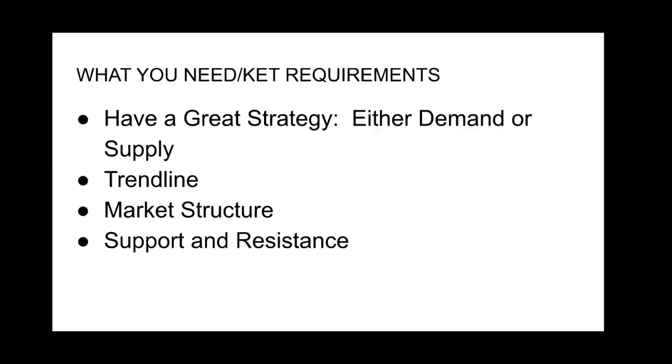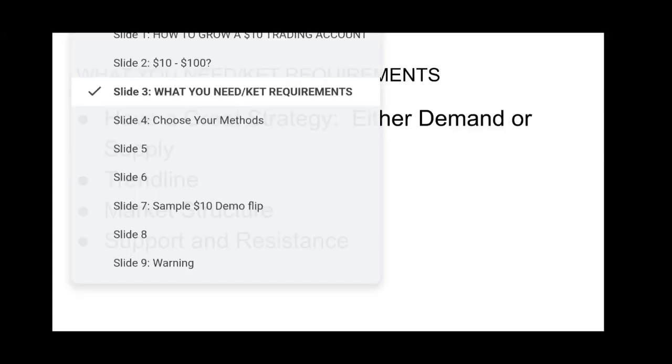You can use a strategy like demand and supply, or the trend line strategy where you draw trend lines. Of course, all these strategies also need an understanding of market structure. You must understand market structure, and we can also use the support and resistance strategy. Once you have a good strategy, then you are good to go. You can then go ahead and fund your $10 account, and once you fund it, you go ahead to choose your method.